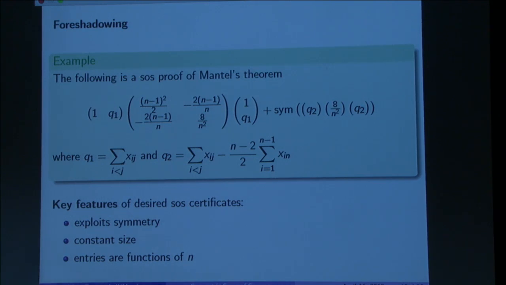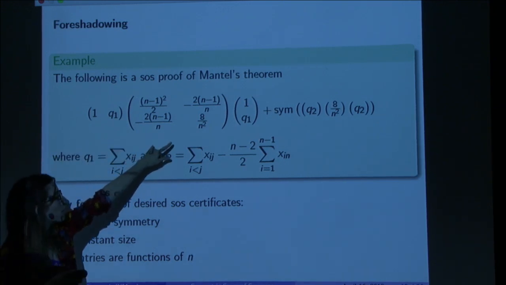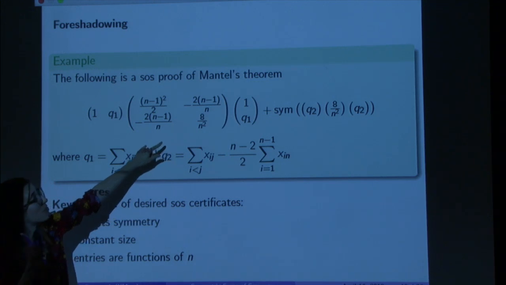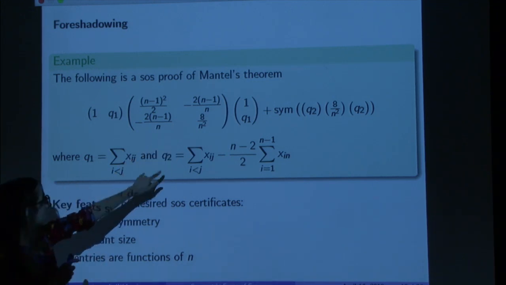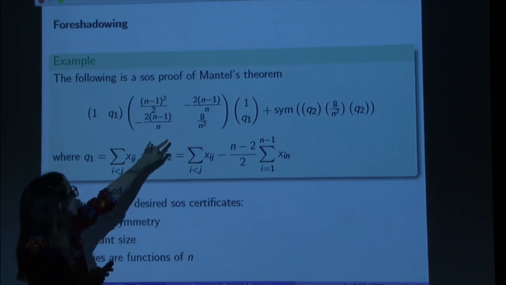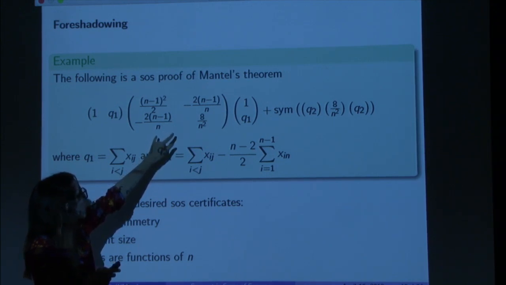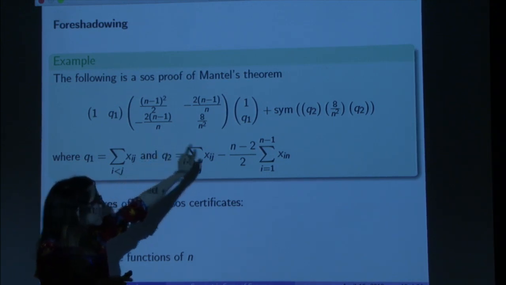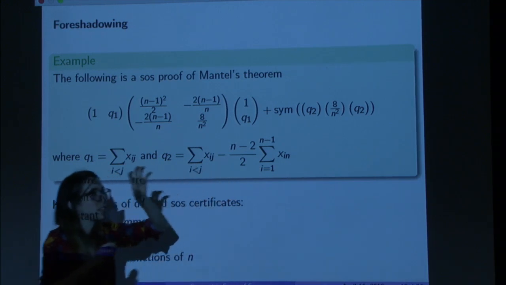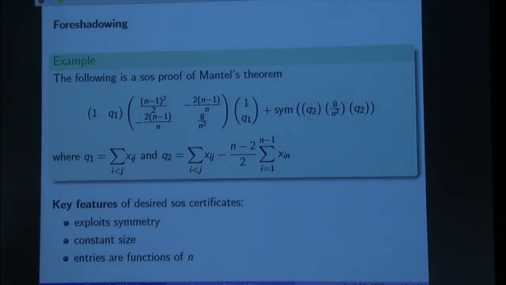But so this is the kind of proof that I would want to get for Mantel's theorem. So this is actually a sum of squares proof. So I have a 2 by 2 PSD matrix. Oh, sorry, degree 1. Even better. So I have a 2 by 2 PSD matrix. I have a 1 by 1 PSD matrix. So really, I have a block diagonal PSD matrix that's 2 by 2 and 1 by 1. So really, a 3 by 3 PSD matrix.